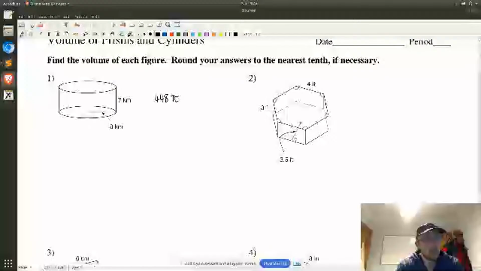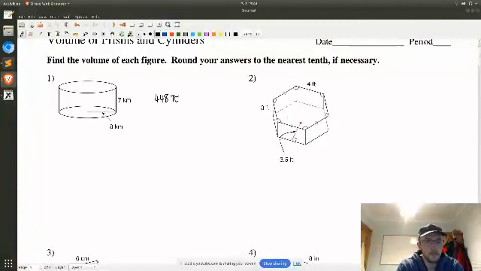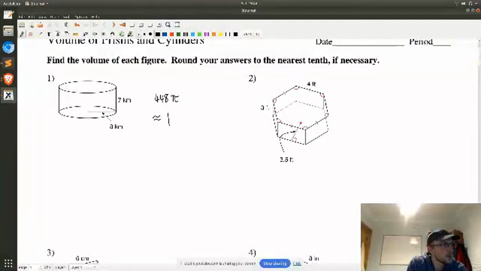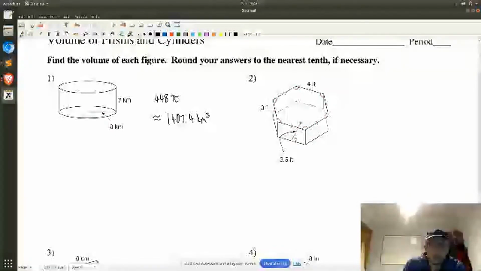We've got to have Wolfram Alpha on hand. And we'll be ready. And we obtain, to the nearest tenth, 1,407.4 cubic kilometers. Now, here's the thing.